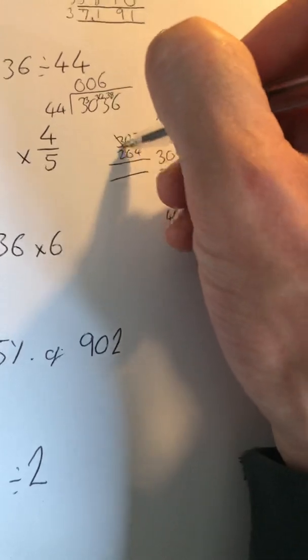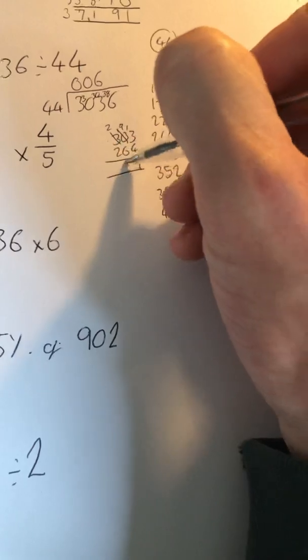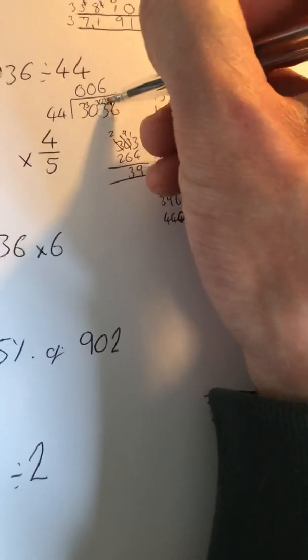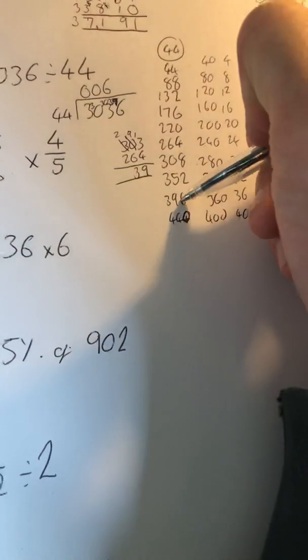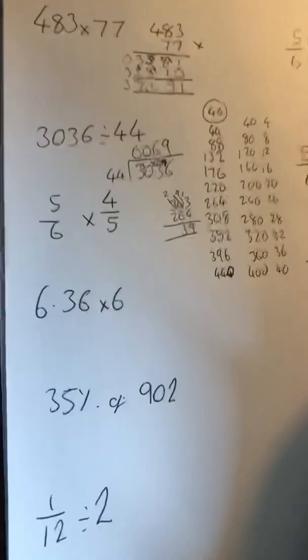Where did we get to? Can't steal, 2, 1. 9 take away 6 is 3, remainder 39, sorry, I should have carried. 39, 396, there it is, it's 9, answer of 69, good stuff.